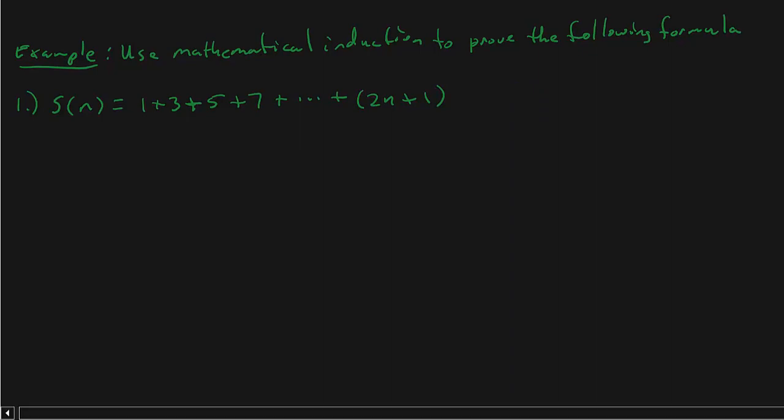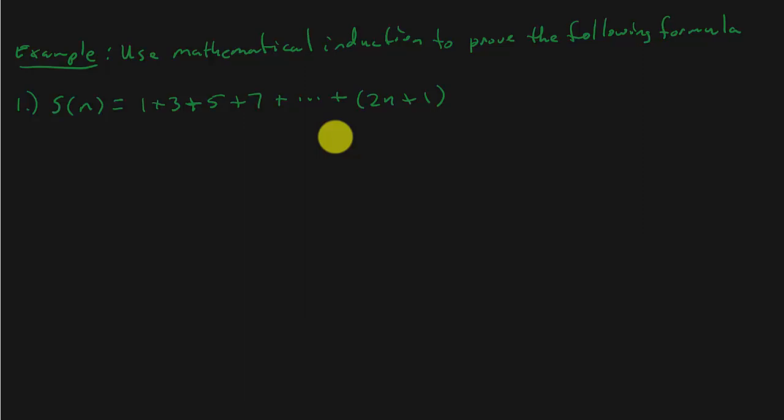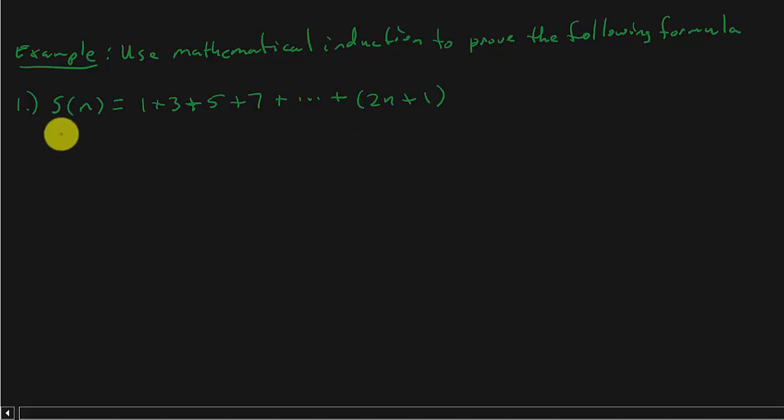Okay, so it says use mathematical induction to prove the following formula. So we have S of n is equal to 1 plus 3 plus 5 plus 7 all the way to 2n plus 1. So this is summing the odd integers. All right, so remember what it says. We have to show that it's true for p of 1. Well, or in this case, s of 1.